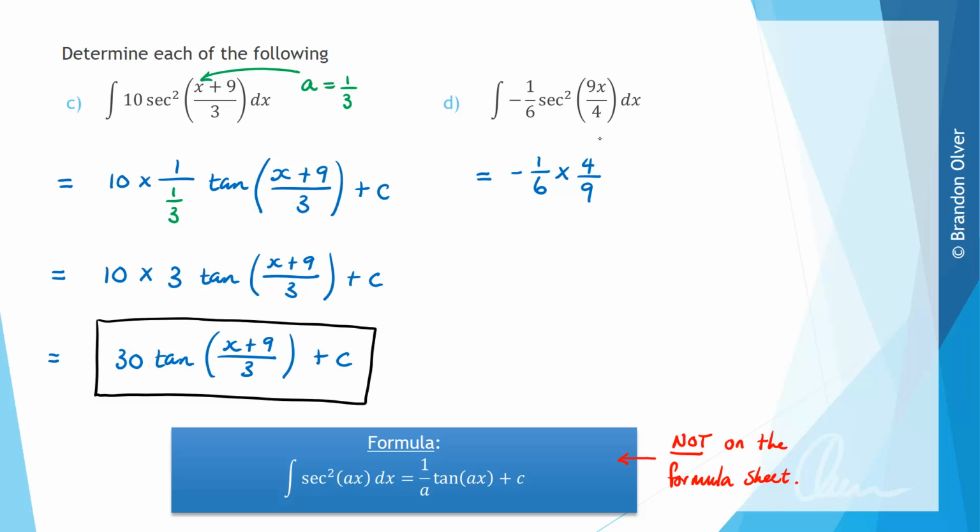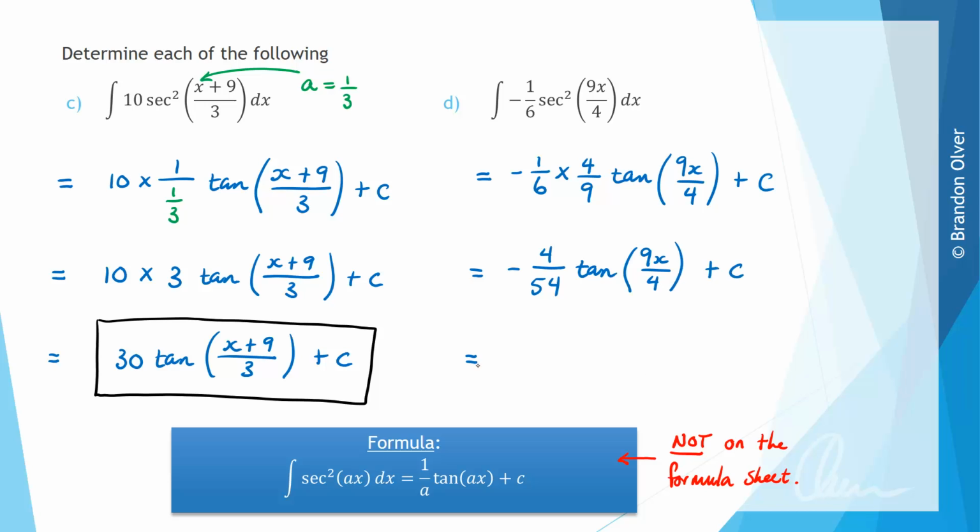So instead of doing 1 divided by 9 over 4, we know that that's just the same as 4 over 9. And then of course this would be tan of 9x over 4, and then we get the plus c value, which is that constant of integration that we need to add on. So this is equal to negative, and 1 times 4 gives 4 in the numerator, and 6 times 9 gives 54 in the denominator, and that's still going to multiply tan of 9x over 4 plus c.